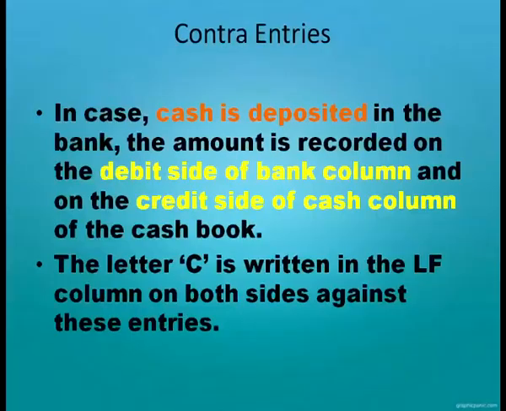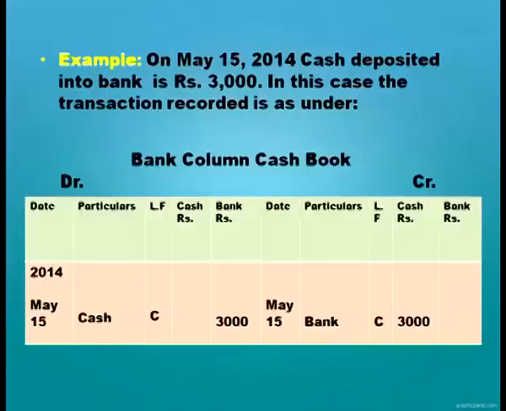Similarly, when cash is deposited, that is also a contra entry. When cash is deposited in the bank, the amount is recorded on the debit side of the bank column and on the credit side of the cash column of the cash book. The letter C is written in the ledger folio column on both sides against these entries. So cash is deposited in the bank, rupees 3000, on May 15, 2014. How will it come in the cash book?